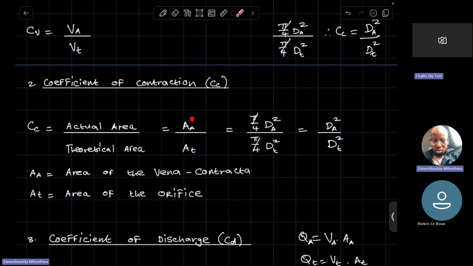So if neither of these areas has been given, and instead you've been given the diameters, the actual diameter as well as the theoretical diameter, meaning the actual diameter is the diameter of the vena contracta and the theoretical diameter is the diameter of the orifice, then you can just use this equation here. Mathematically, these two will cancel, hence you can just use the actual diameter squared divided by the theoretical diameter squared. That will also give you the coefficient of contraction. So if you've been given the diameters, instead of calculating the areas, you can just square the diameters. You see what I'm saying? Yes, sir.